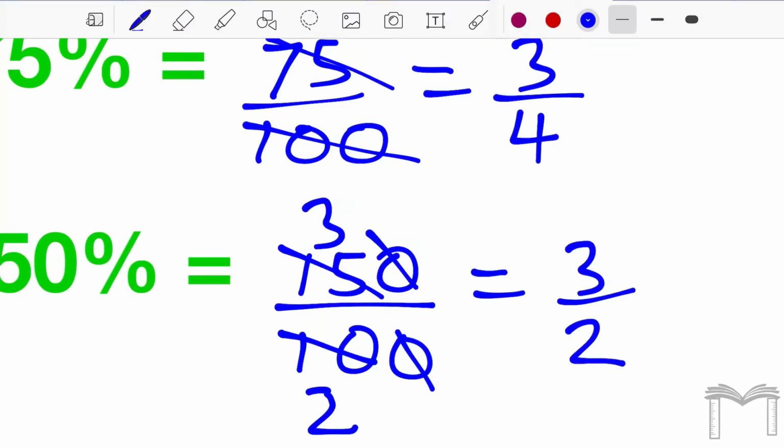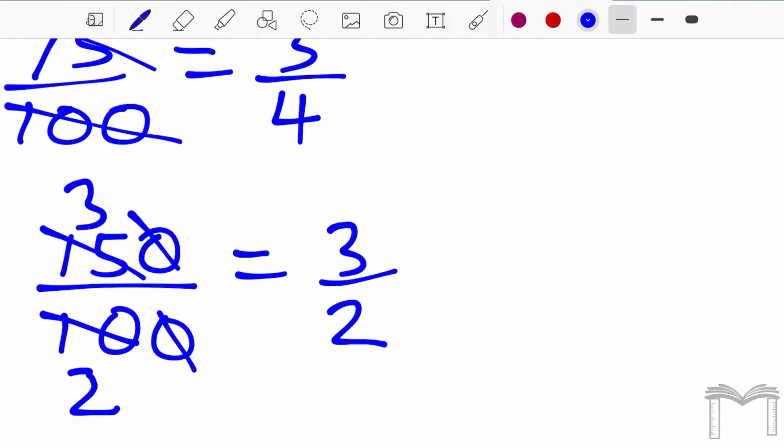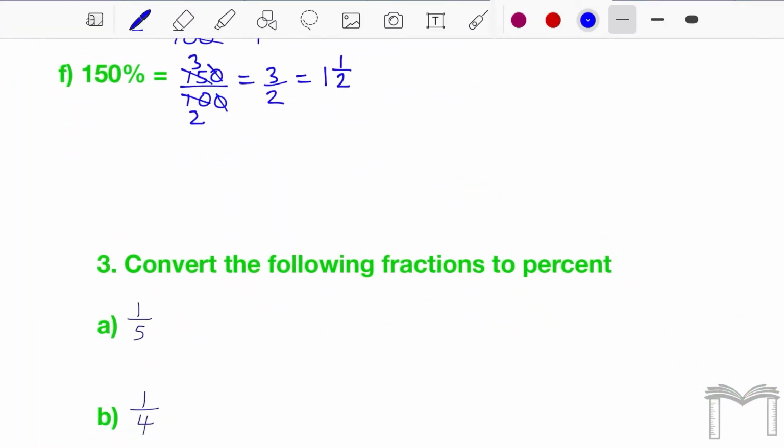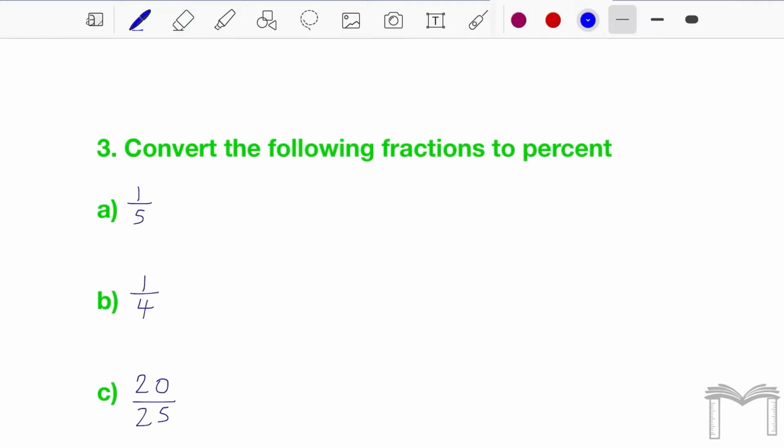So notice when we go above 100%, we will get a fraction that is more than 1, or an improper fraction if you prefer, or a mixed number. If we like to convert this to a mixed number, that will be 2 into 3, or 3 divided by 2 is 1, remainder 1, and that goes over the 2. Next, convert the following fractions to percent.